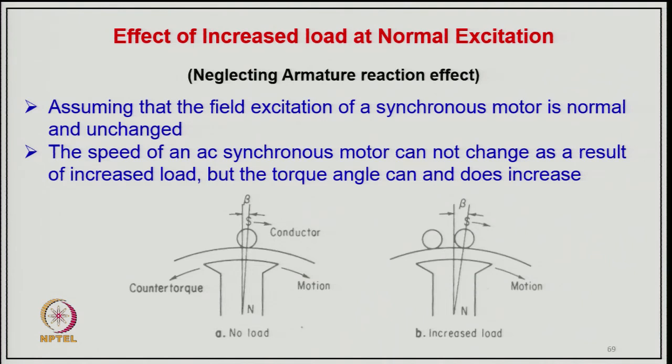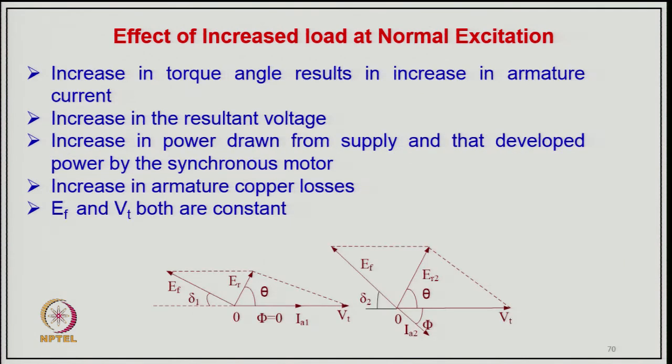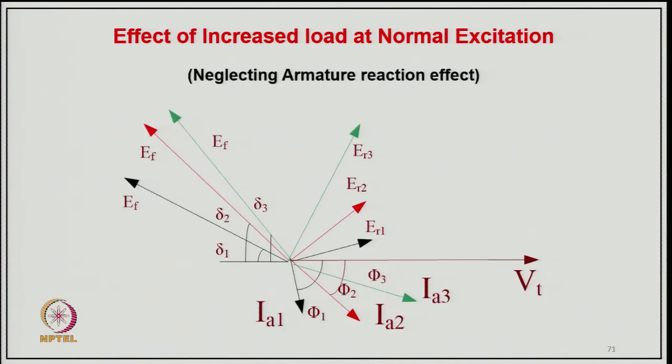Now, the effect of increased load at normal excitation, neglecting armature reaction. Assuming that the field excitation of the synchronous motor is normal and unchanged, the speed of the synchronous motor cannot be changed as a result of increased load, but the torque angle does increase. As you can see, delta increases on increased load. The increase in load angle results in increased armature current, which causes an increase in resultant voltage, an increase in power drawn from the supply, and then the developed torque by the synchronous motor increases, as do armature copper losses. E F and Vt are both typically constant. And this is typically the effect of increased load at normal excitation, and how it changes the phasor diagram.